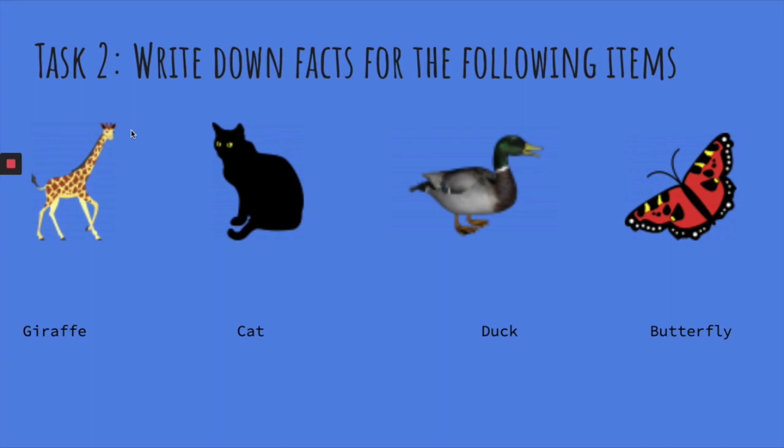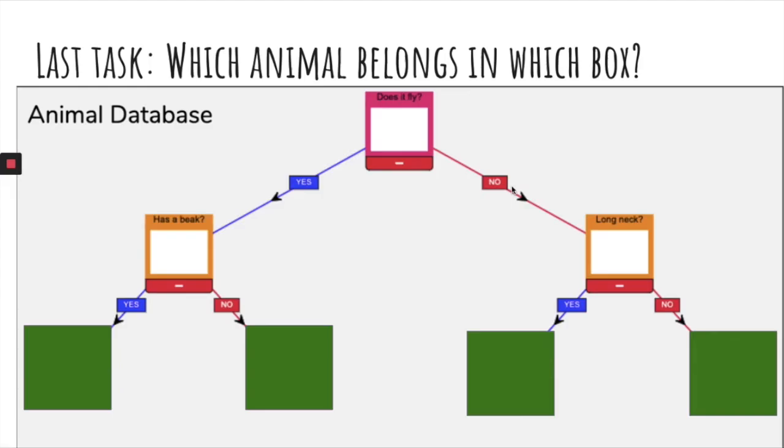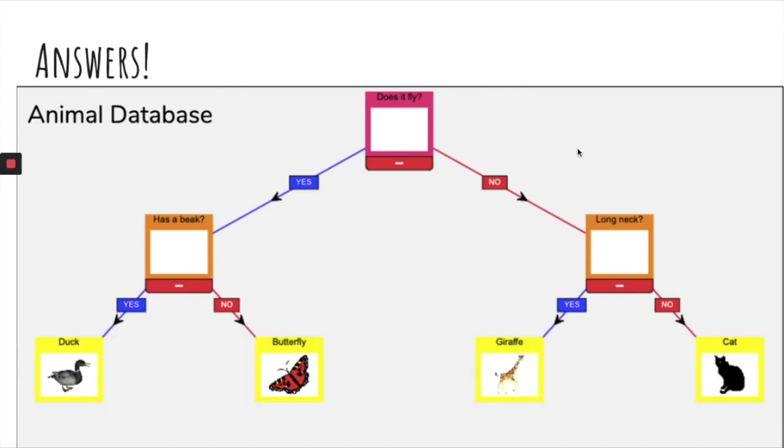Or I could have started with, does it have a tail? And the giraffe has a tail, a cat has a tail, a duck doesn't really have a tail. So I could have started again with these two having tails and these two not having tails. So there's different ways of starting your branch database quiz. All right. So let's just check.